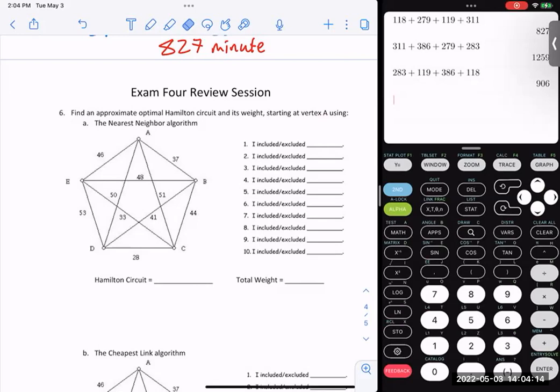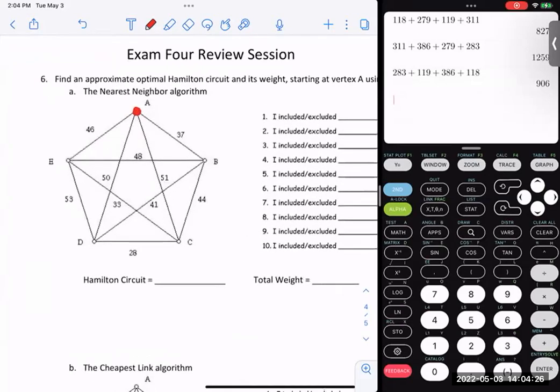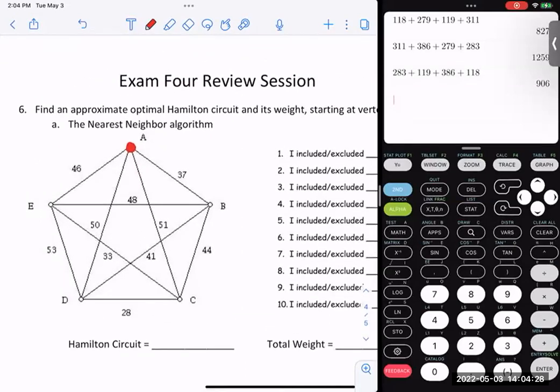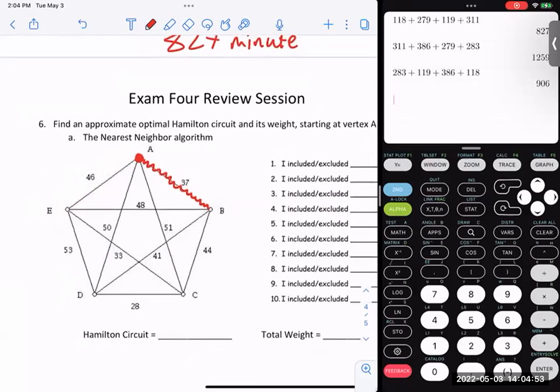So the nearest neighbor algorithm, you do need to pay attention to where you are starting. So they're telling us here that we're starting at vertex A, and it is what it sounds like. You're going to pick your nearest neighbor. So right now we're at A, and we're going to travel to whoever is our nearest neighbor. So if I look at all the edges that are coming out of A, I've got 46, 50, 51, and 37. Right? So which one of those would I pick? I would pick whichever one is nearest, or basically whichever number is smallest. In this case, that's going to be 37, right? So I'm going to include that edge here.